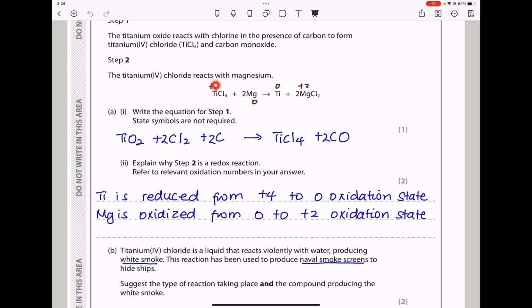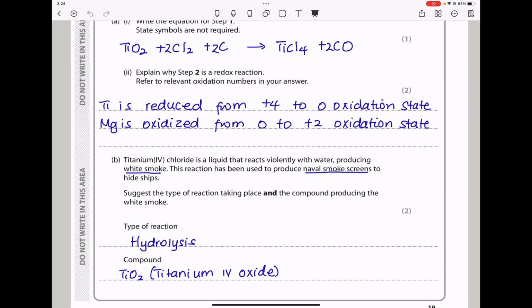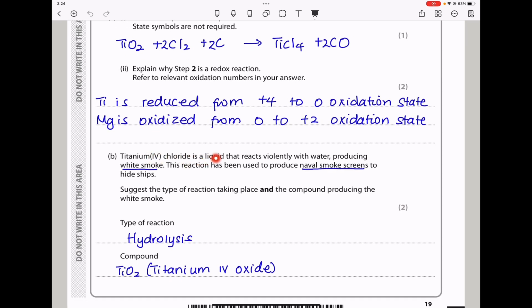In here, titanium is +4, but it's converted into 0, and magnesium is 0, but it's converted into 2+. So we can see titanium is reduced from +4 to 0 oxidation state, and magnesium is oxidized from 0 to +2 oxidation state.